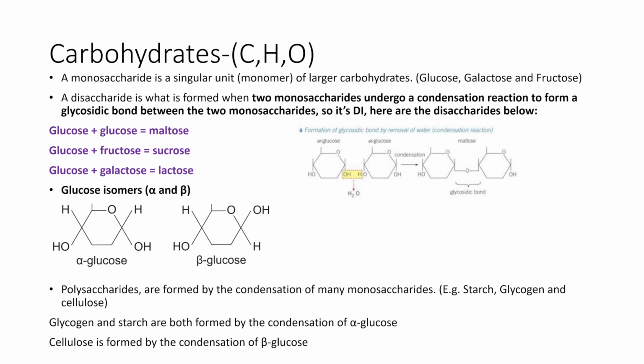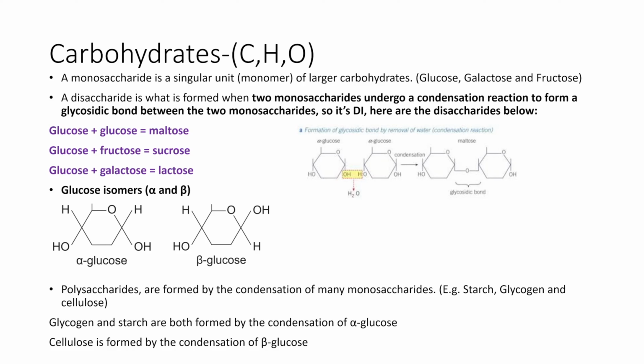Now, you should see two isomers of glucose on that. So you've got alpha and beta glucose. Alpha glucose has the OH group on the bottom and the H group at the top, whereas beta glucose has the OH group at the top and H at the bottom. That is important to remember.